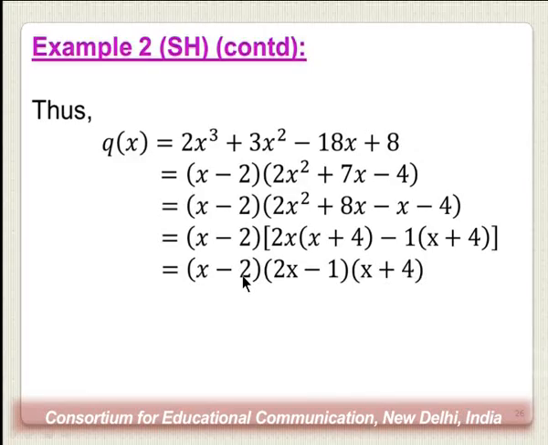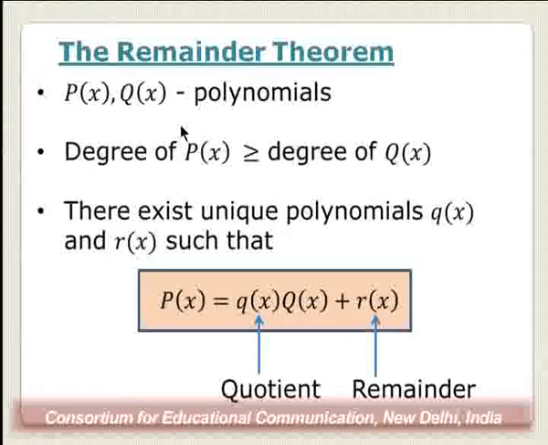Okay, there is a theorem relating to polynomials, and this theorem is called the remainder theorem. Let us try and understand what this theorem is all about, because it gives us some very interesting results. So to see this, please take a look at this slide. Let us suppose p of x and capital Q of x, these are both uppercase letters, these are polynomials, such that the degree of p of x is greater than or equal to the degree of q of x.